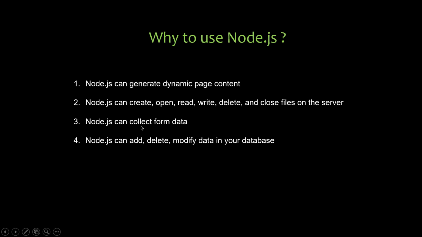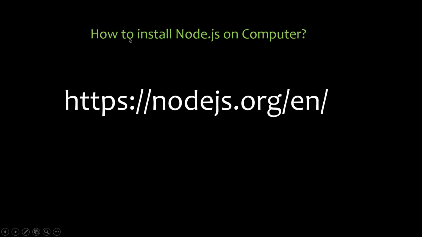Node.js can collect form data. It means that you can make post requests and get requests from node.js. You can collect form data, like sign up, username or password. That is what node.js allows you to do, and it is very handy. And node.js can edit, delete, and modify data in your databases. You can connect your node.js server to a database, either MongoDB, MySQL or whatever. You can do CRUD operations: add, delete, and modify the data in your databases.